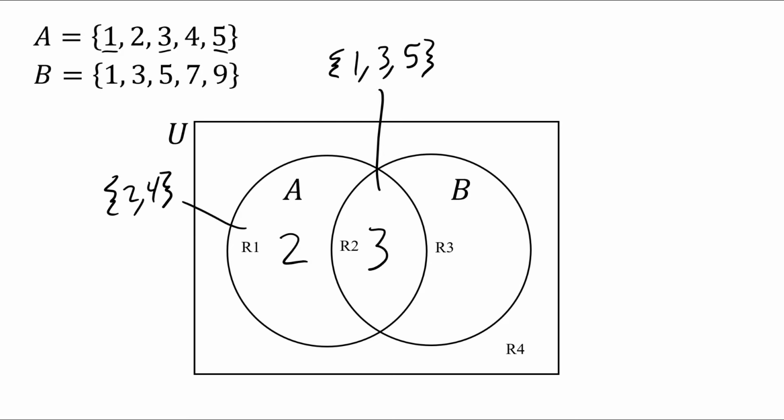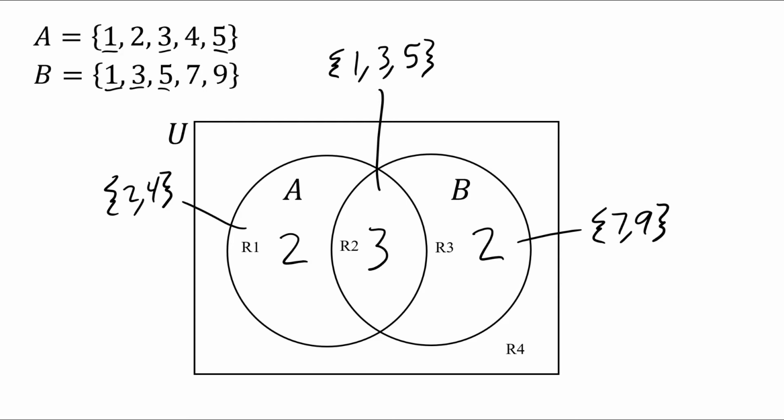Region 3, those are going to be elements that are in B that are not in A. So region 2 was 1, 3, and 5. So region 3 would therefore be 7 and 9, so 2 elements. We won't typically write out what these elements are. Typically, we'll just write the number of them in our Venn diagram, but for this example, we'll go ahead and write what they are as well.